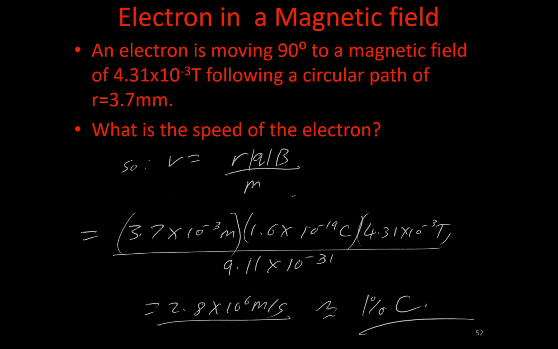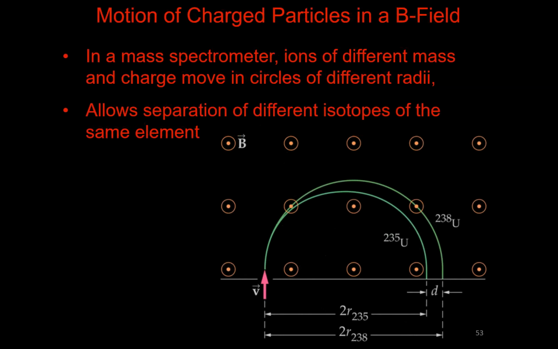So let's get a bit back to talking about the mass spectrometer situation and the motion of our charged particles in a magnetic field. So in a mass spectrometer, ions of different mass and charge will move in circles of different radii. And that's useful because we can separate different isotopes of the same element.